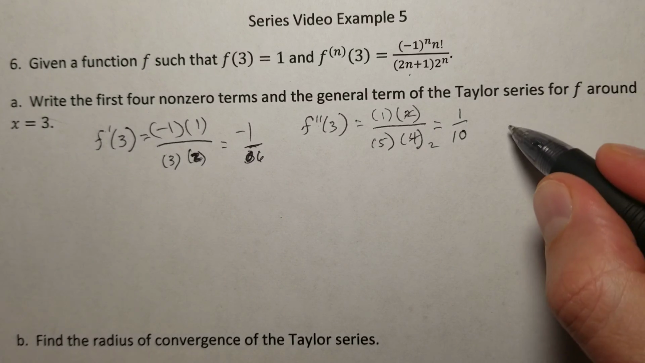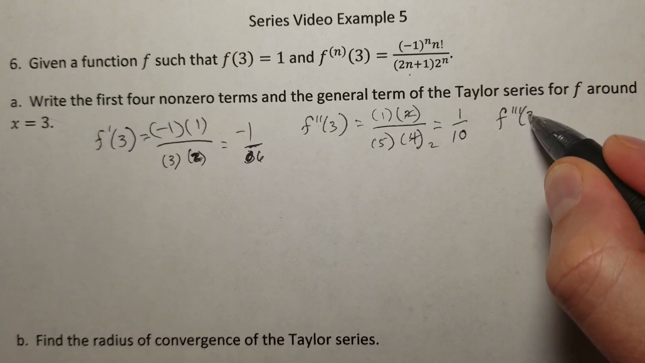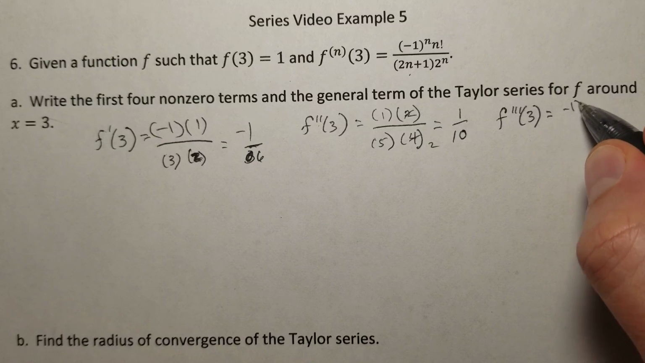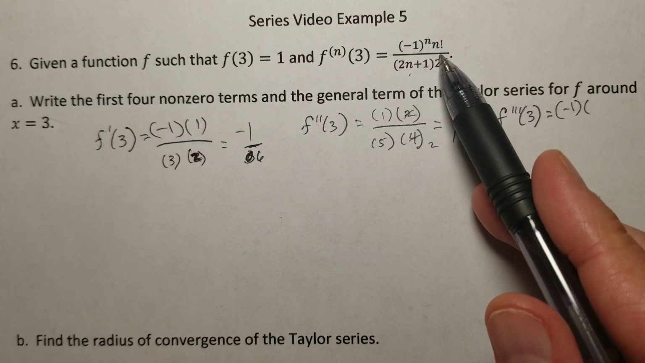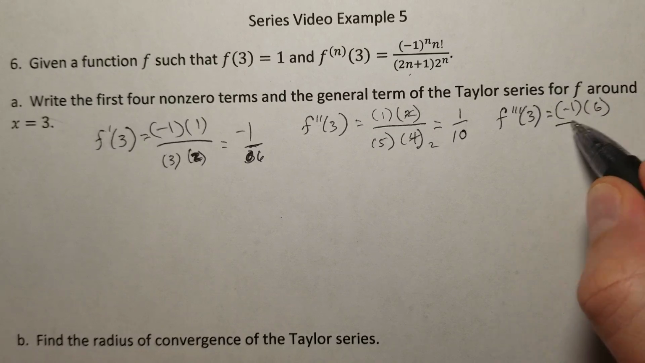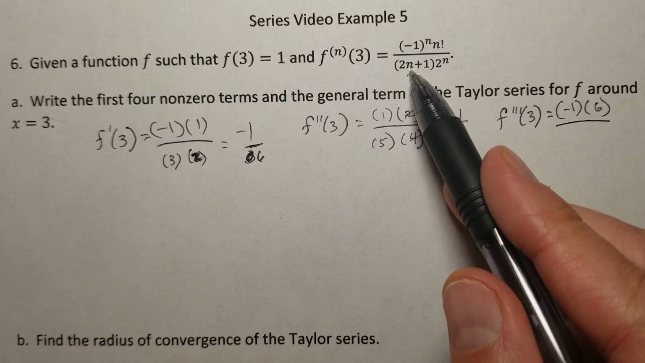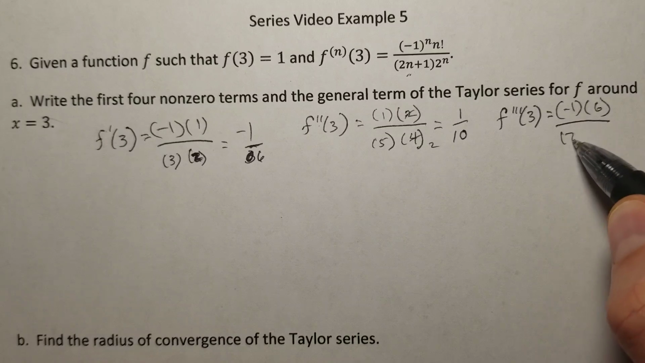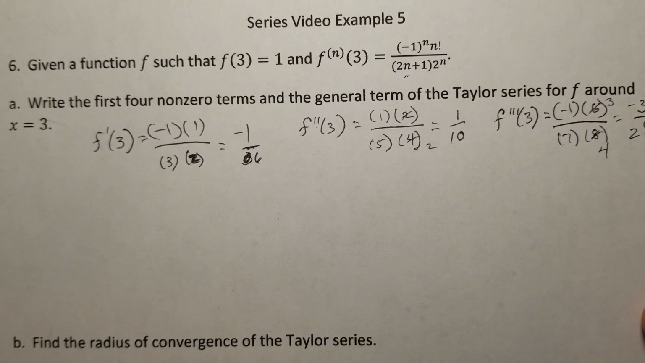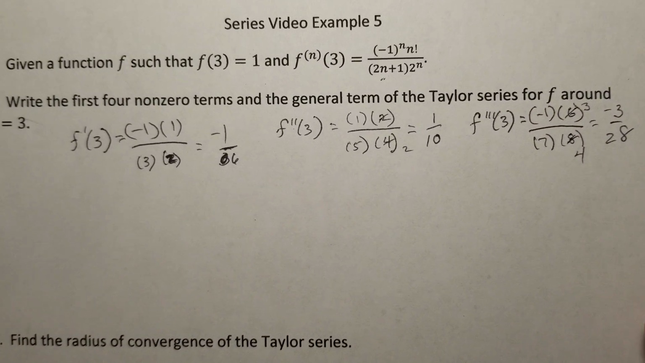All right, the last one we need to get done is the third derivative at 3. So plugging 3 in, negative 1 to the third power is negative 1, times 3 factorial, which is 1 times 2 times 3, so 6, all over 2 times 3 plus 1, I think it's 7, times 2 to the third power, which is 8. And let's see, we get a factor of 2 there. Negative 3 over 28. Scoot that over so we can see it.